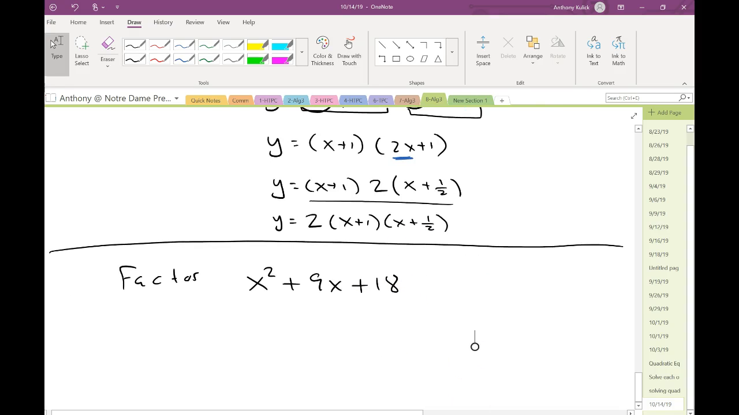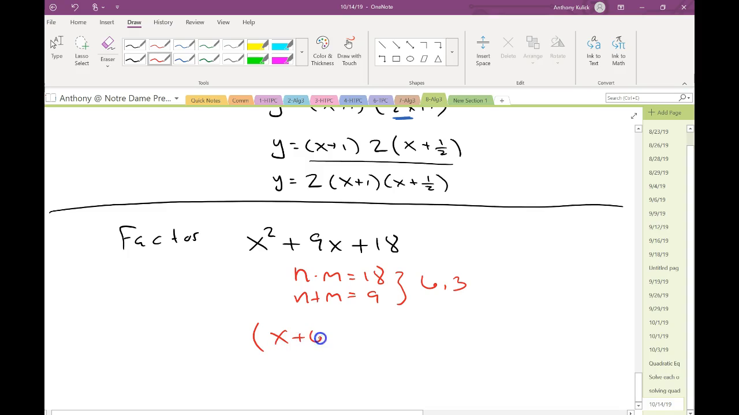I just wanted to factor x squared plus 9x plus 18. All I need here is the two numbers that multiply to give me 18 and add to give me 9. What would those two numbers be? 6 and 3. So I can go with those numbers straight to my answer. Those should be easy to do. Those ones that are just times table kind of problems, right?